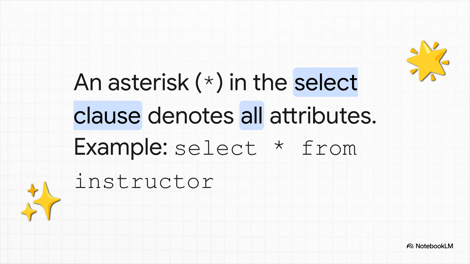If you ever just want to see everything inside a table, you don't have to type out every single column name. You can just use the asterisk or the star as a wildcard. Select asterisk is the universal shorthand for just show me the whole shebang.